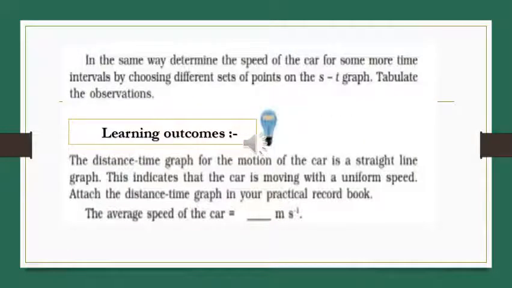After that, after the observation table, you have to write down the learning outcomes. The distance time graph for the motion of the car is a straight line which shows the car is moving with uniform speed, and then you have to find out the average speed of the car, which you calculated from the graph. So this completes your activity.